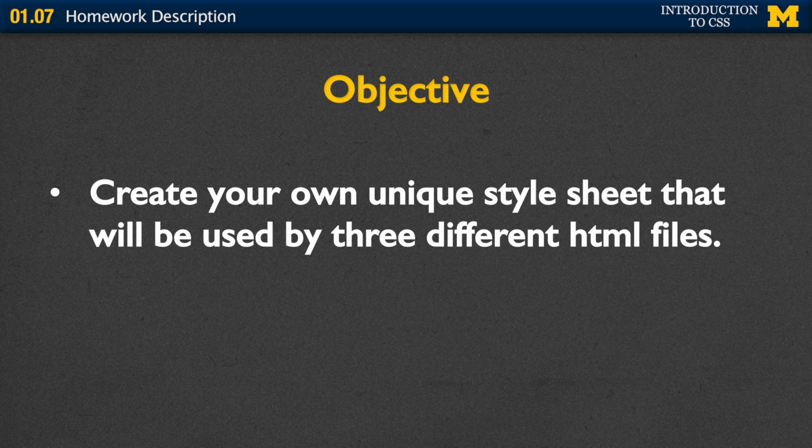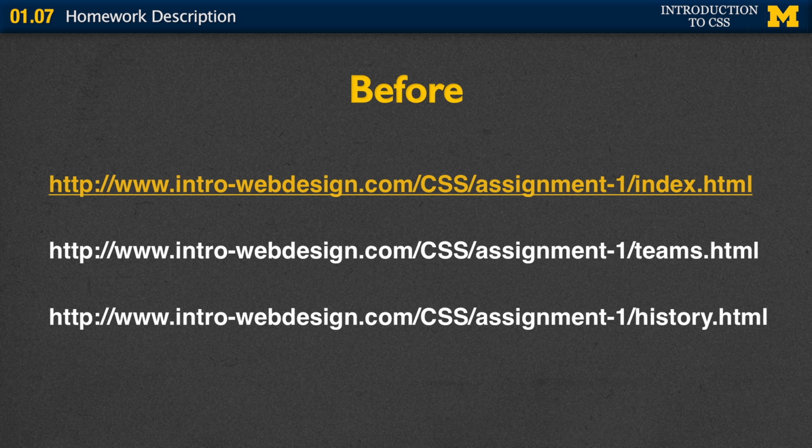So the objective for this homework assignment is for you to show me that you can write one CSS file that can style 3 different HTML files. I'm going to go ahead and show you some examples of our before and after for this assignment. I've put the links here on the slides, but it's really going to be much clearer when I show you the homework in action. So let's take a look at it.